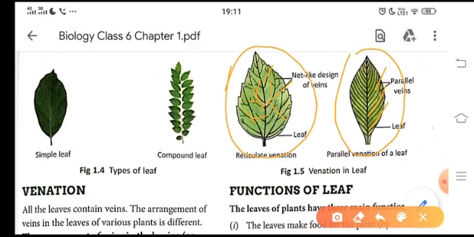So children, today's homework is to collect all the leaves. Whatever leaves are present in your surroundings, collect all the leaves and paste them in your copy, children, and categorize them, whether it is a simple leaf or a compound leaf. Find out reticulate venation, parallel venation, and the shapes of leaf.